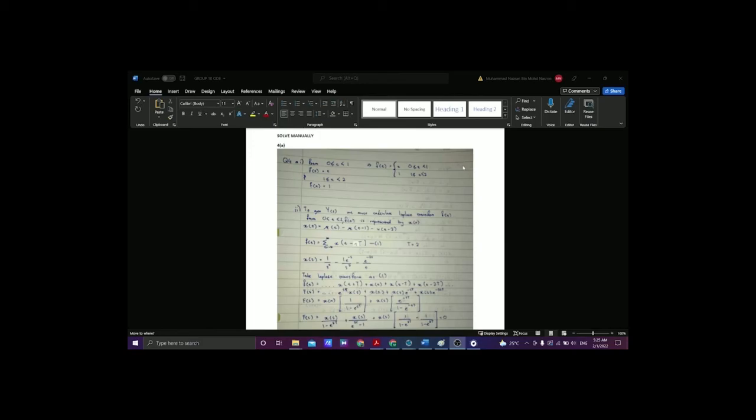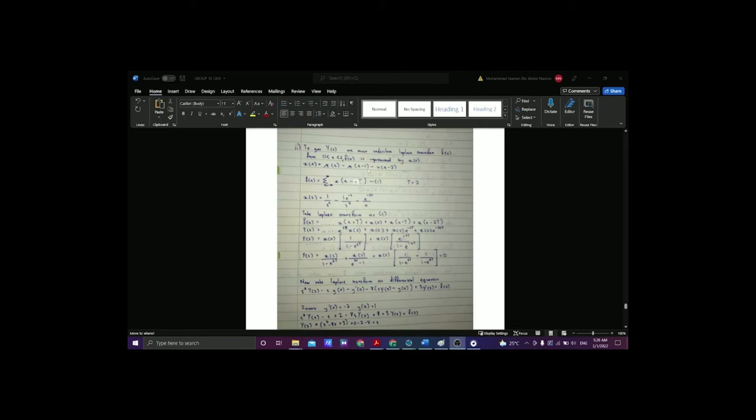Solve it manually. If we see from the graph, we can say that 0 less than or equal to t less than 1, and 1 less than or equal to t less than 2 equals 1. So from that we can summarize f(t) equals 0 for t less than 1, and the next is 1 for 1 less than or equal to t less than 2.